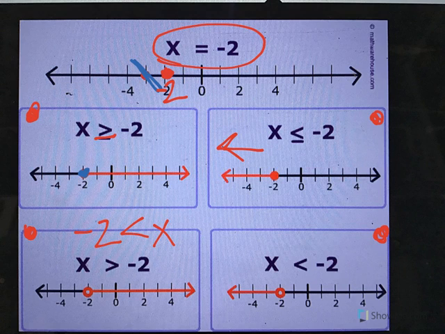And so when you graph it, again, read the variable first. If your variable is greater than a given number, your line is going to go to the right. If x, or whatever variable, is less than a number, your line is going to go to the left. So hopefully this has helped you.